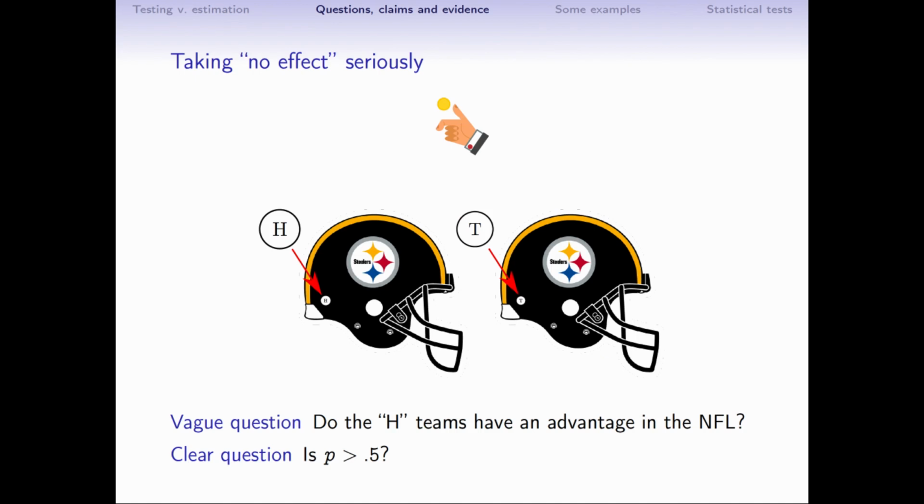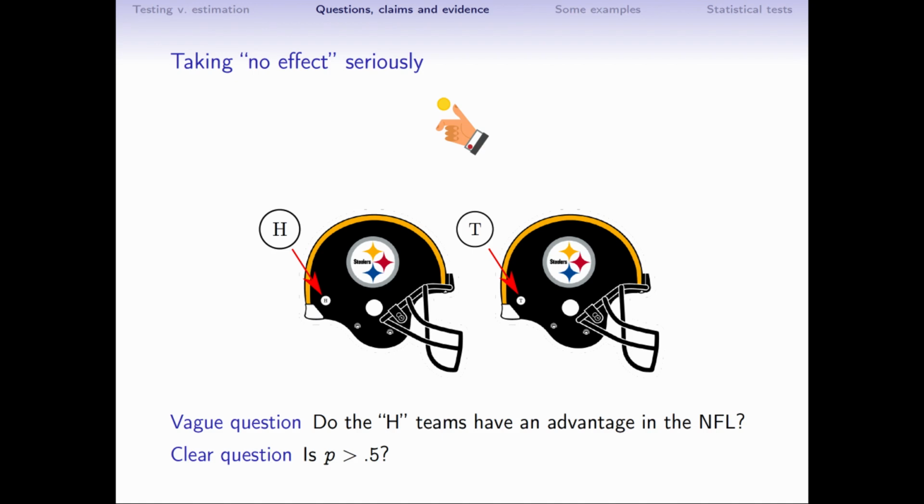Suppose that before the game, a referee tosses a coin. If the coin is heads, then the home team must wear a tiny H sticker on their helmets, and the away team must wear a tiny T sticker on their helmets. And if the coin is tails, then the home team must wear a tiny T sticker on their helmets, and the away team must wear a tiny H sticker on their helmets.